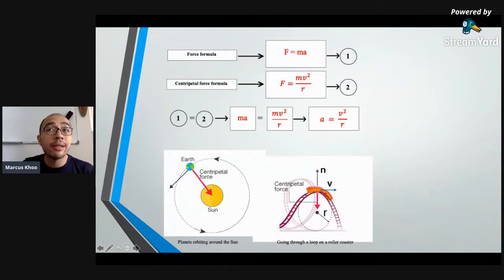Actually, if you think about it, centripetal force is all around us. Think about our washing machine. When our washing machine spins, have you ever wondered how come our clothes all move to the side? That is also a possible explanation of centripetal force.